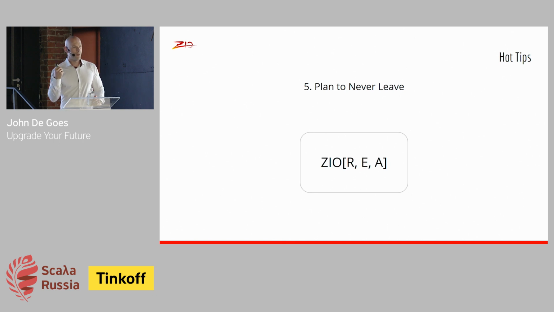Number 5, plan to never leave. So once you enter a ZIO effect type, you basically stay there. Ideally, in an ideal world, you stay there for the rest of your application. And the reason for that is, as I said before, anytime you run a ZIO effect, you convert something that's lazy into something that's eager. So you kickstart that computation. It changes how you think about your programs. It's no longer safe to do refactoring on futures and so forth.